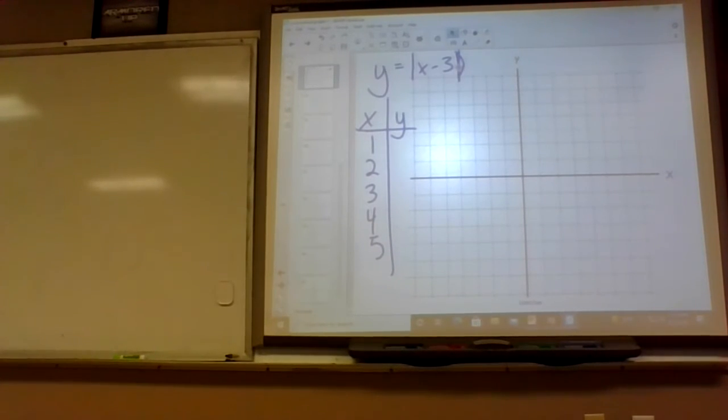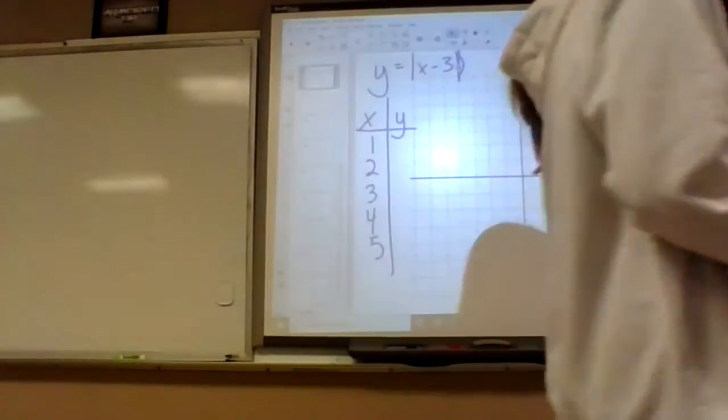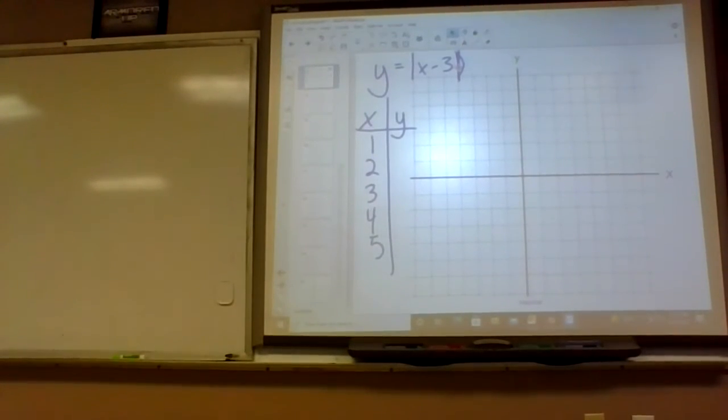Looks like you did it. So that's 1 here. But if I did 3 minus 3, 0, absolute value 0, and then y equals 2. So it's 0. You did 5, so it's 5 minus 3, that's 2. And 5 is here, and that'll be 2.